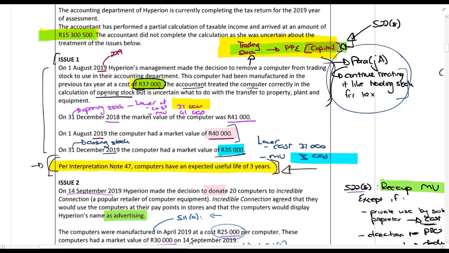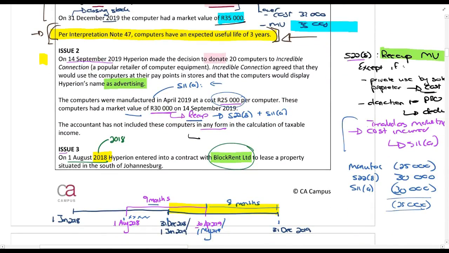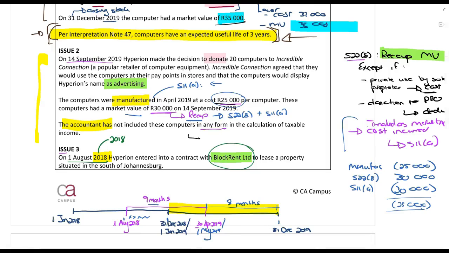Issue 2. Right, so these are where the computers were donated to Incredible Connection. 20 computers were donated. So the first thing is they tell you it was manufactured in April, because they tell you the accountant has not done anything with this. Right, so let's start with the manufacturing. Okay, how much did that cost? 25,000 rands a computer. Sorry, and how many computers? 20. So 20 times 25,000 gives us a nice 500,000 deduction.